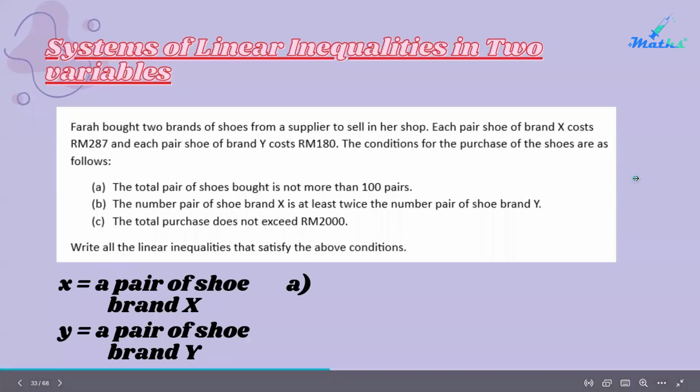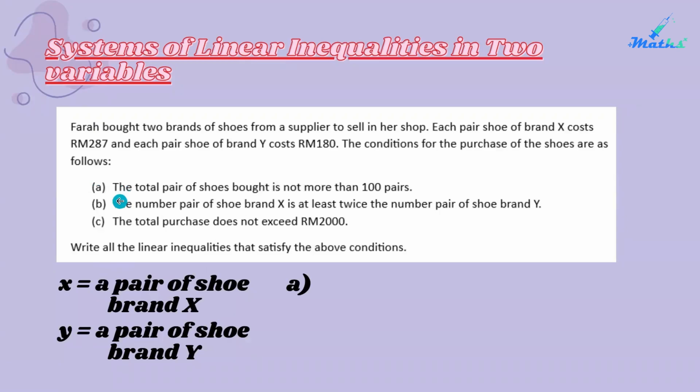So let's do A first. The total pair of shoes bought is not more than 100 pairs. So not more than, we need to use less than or equal to 100. And the total pair is the x and the y. So x plus y is the total. So the answer should be x plus y less than or equal to 100.